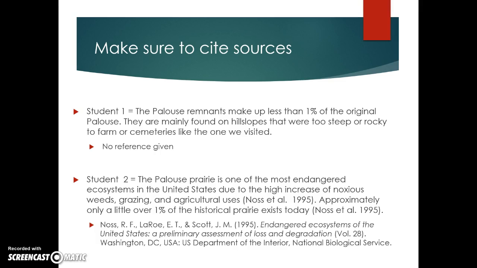Now look at the second student. They talked about the Palouse Prairie as one of the most endangered ecosystems in the U.S., and they cite a source, NOS, 1995, and apparently only a little over 1% of the historic prairie exists today, again citing NOS. Then this person put the reference at the end of the document as you're supposed to, and this is a really reputable document that was in a book by the Biological Survey, and it could be found in the library. So that's a good case of making an important point, but substantiating it with published literature, because 1% of the prairie remaining is not common knowledge. It's something you had to read somewhere.